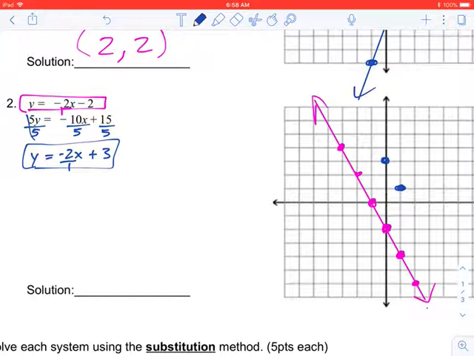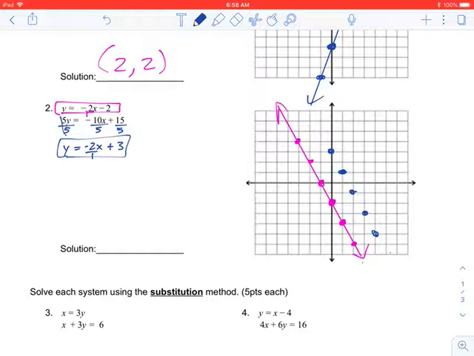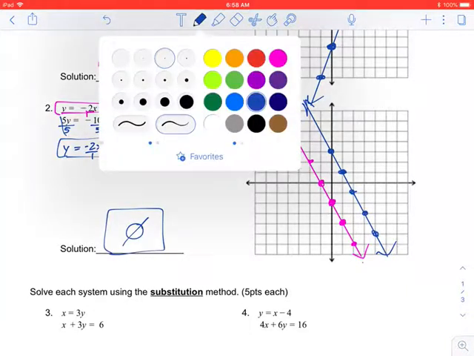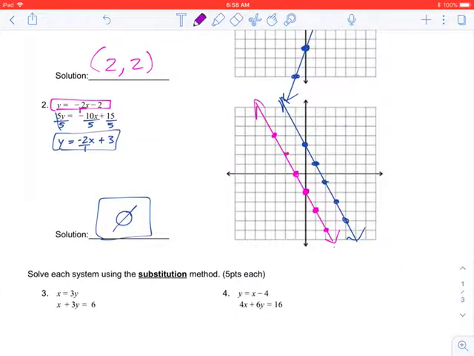Oops, hold on. And you can kind of see here that those are not going to cross. So if you look at that, those are parallel to each other. So there is no intersection point, so that's no solution. If it was the same line, once I solve, that would be infinite solutions. So moving on to substitution.